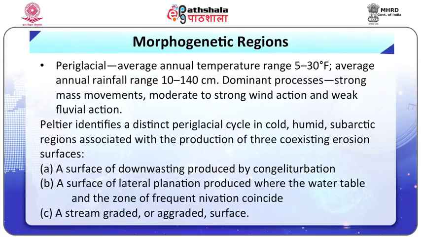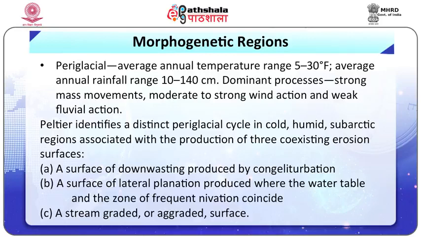Periglacial. Average annual temperature range 5 to 30 degrees Fahrenheit. Average annual rainfall ranging between 10 to 140 centimeters. Dominant processes: strong mass movements, moderate to strong wind action and weak fluvial action. Peltier identifies a distinct periglacial cycle in cold, humid, subarctic regions associated with the production of 3 coexisting erosion surfaces.